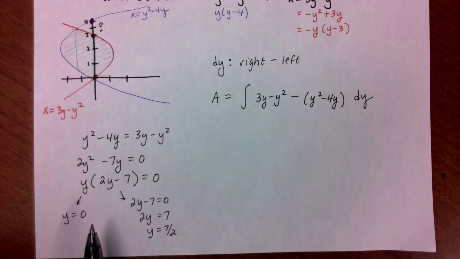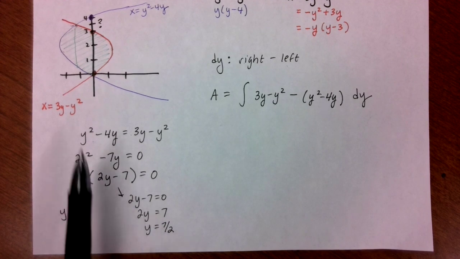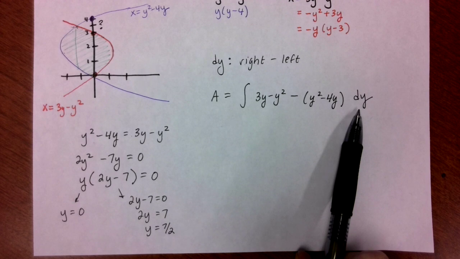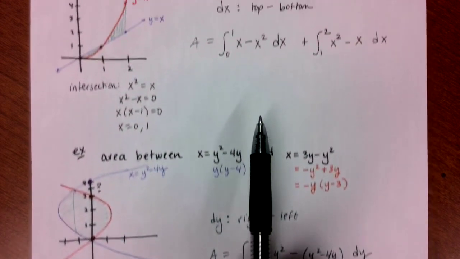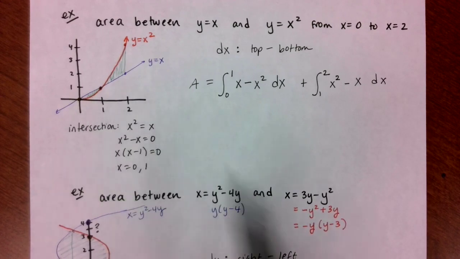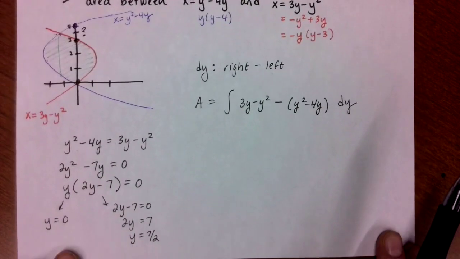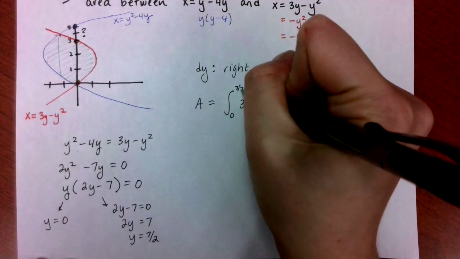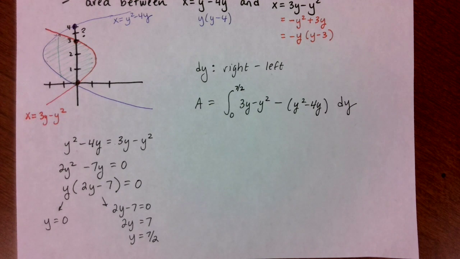This is exactly how we want to see these bounds, 0 and 7/2. These are the y values of the two intersection points, which is what we want because we're integrating with respect to y. Whereas in the first example, we were using x values of intersections because we were integrating with respect to x. So these are the y values. So I'm going to put 0 to 7/2. I could leave my answer here.